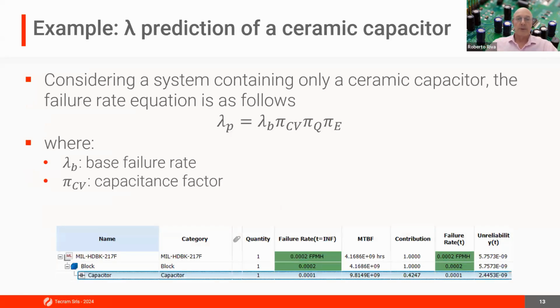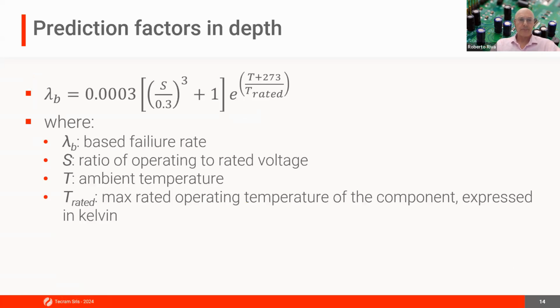So here we have a simple example of a capacitor. The part failure rate is the base failure rate multiplied by these factors: a pi CV, which is a capacitor factor, a pi Q, which is a quality factor, and a pi E, which is the environment factor. And this is, obviously, a very simple interpretation of that into the program to obtain a failure rate per million hours. In these standards, we are working on failures per million hours.